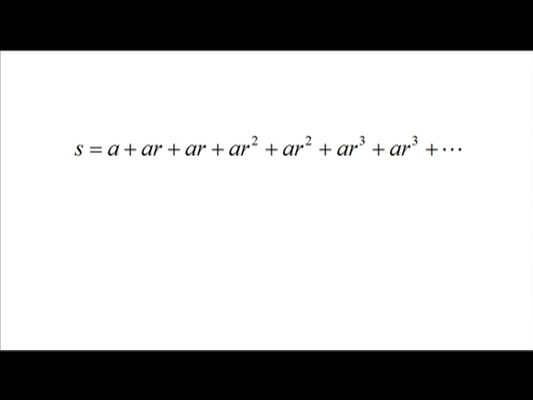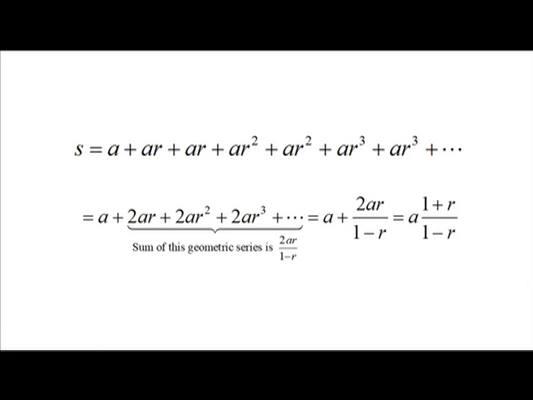And continue the process. Hence, the total distance is s equal to a plus ar plus ar square plus ar cube plus etc., which is equal to a plus 2ar plus 2ar square plus 2ar cube plus etc., which is equal to a plus 2ar upon 1 minus r, since sum of the geometric series 2ar plus 2ar square plus 2ar cube plus etc.